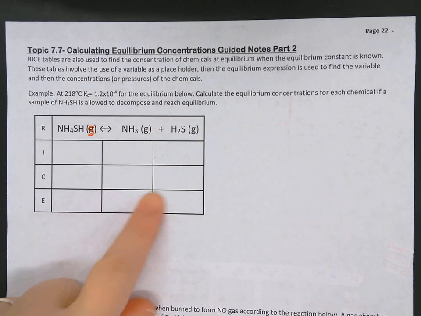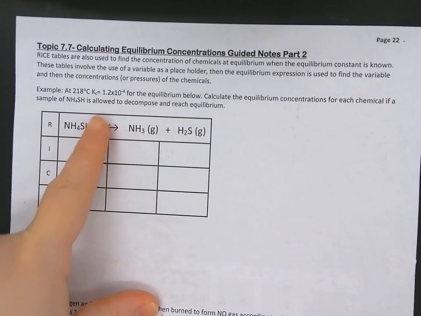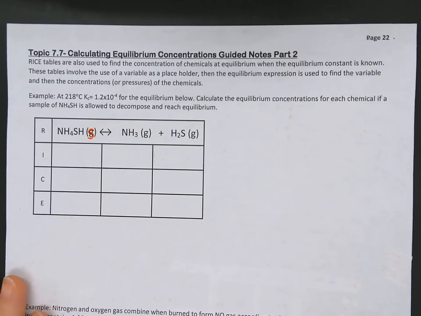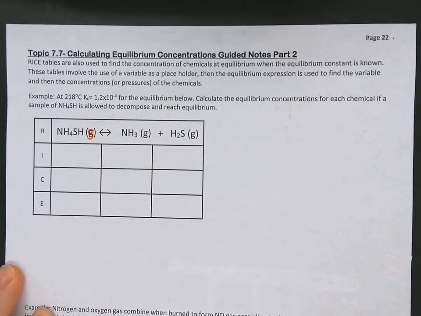So we can fill out this bottom line if we know the equilibrium constant. These tables involve the use of a variable as a placeholder. Then, when the equilibrium expression is used to find the variable, concentrations or pressures of our chemicals can be found. So it's a little bit longer, a few more steps than our previous ones, but still really doable.